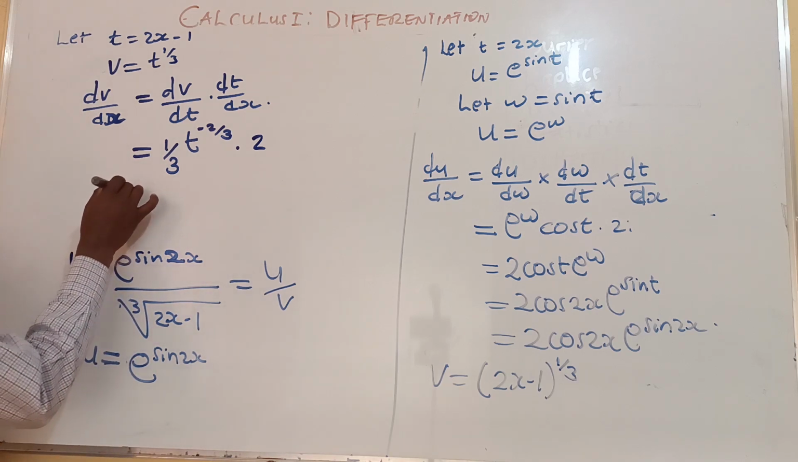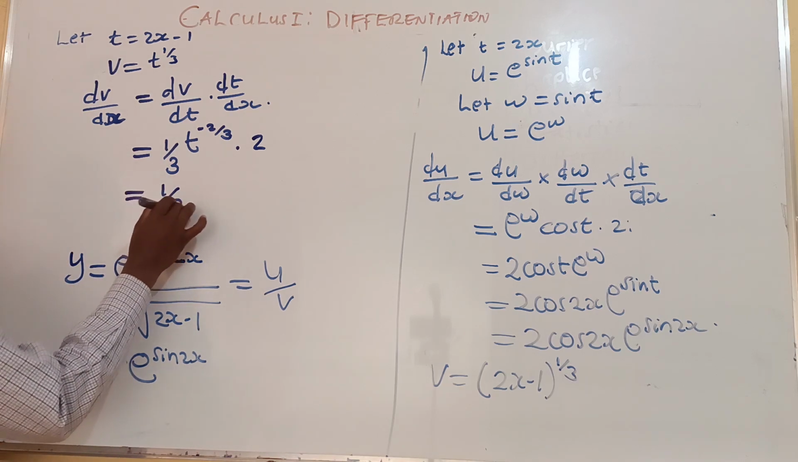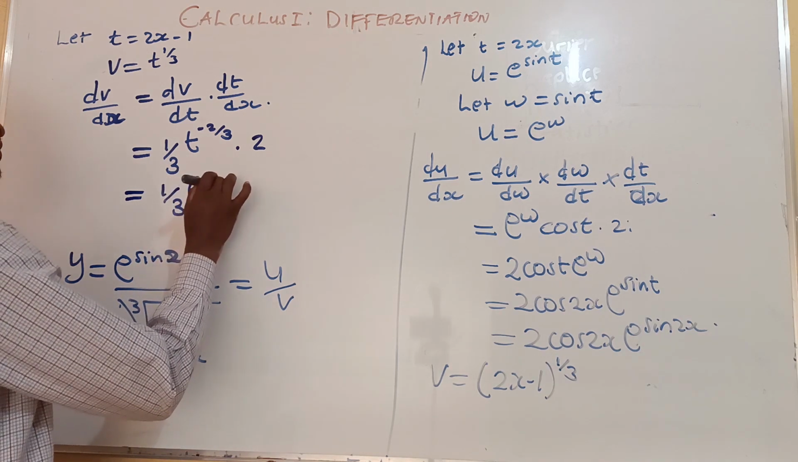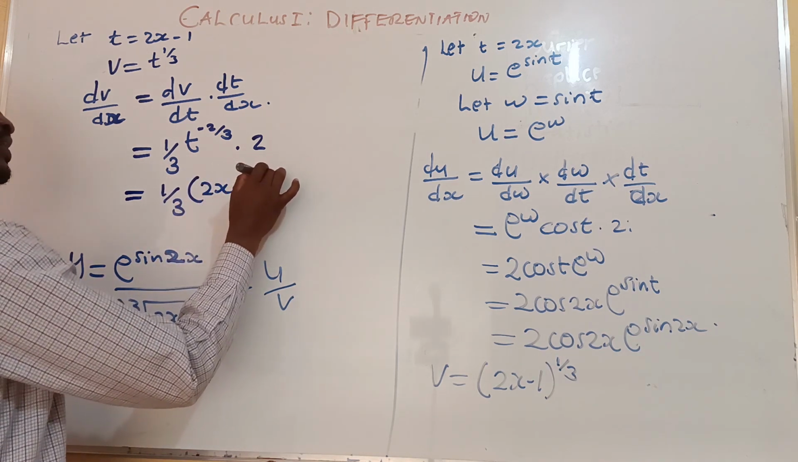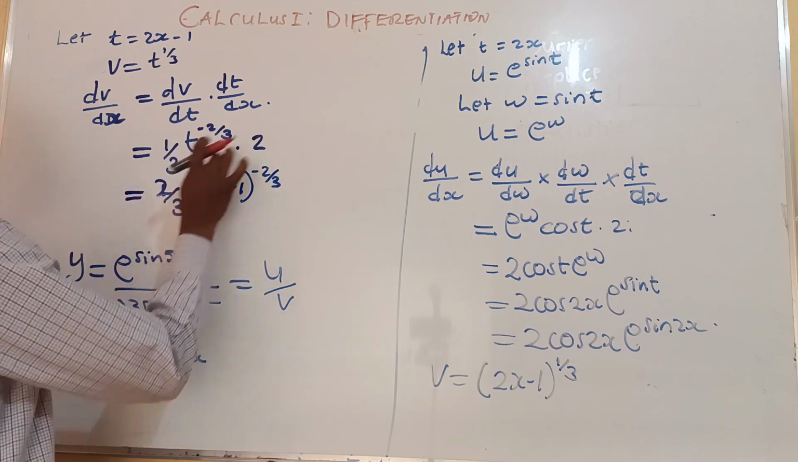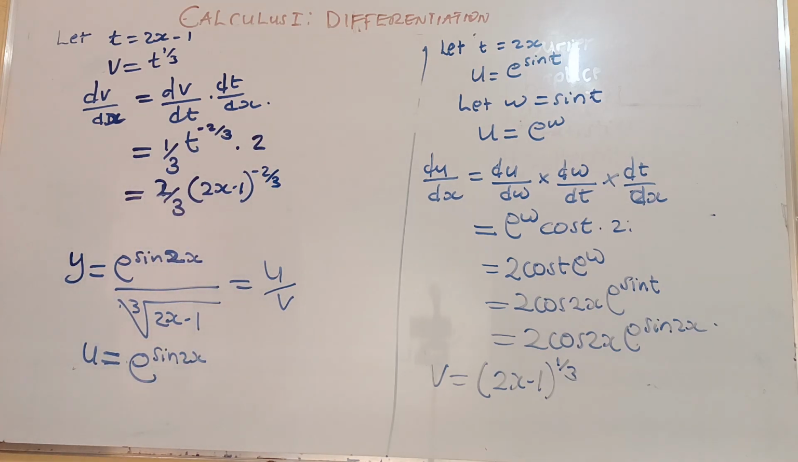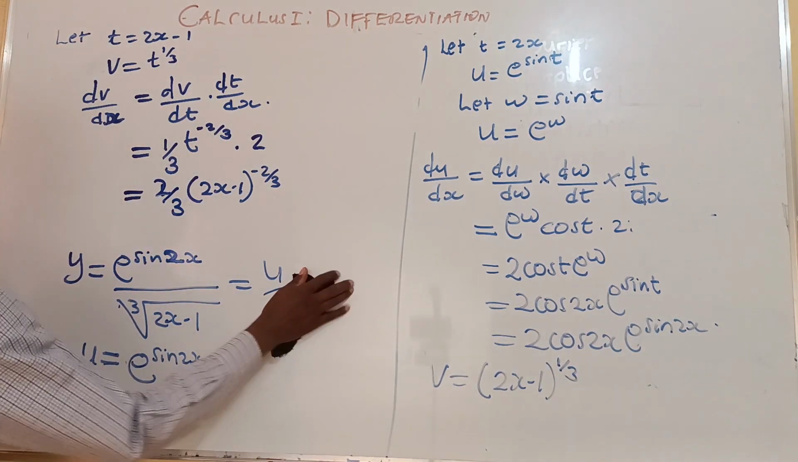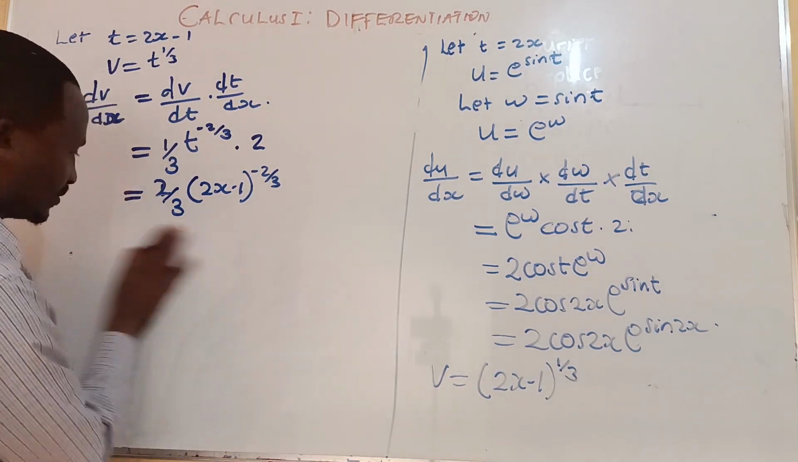So that finally you have 2 over 3. What is t? t is 2x minus 1 to the power of negative 2 over 3. So we have found dv/dx and du/dx. Just apply them in our formula. I'm going to create more space here.